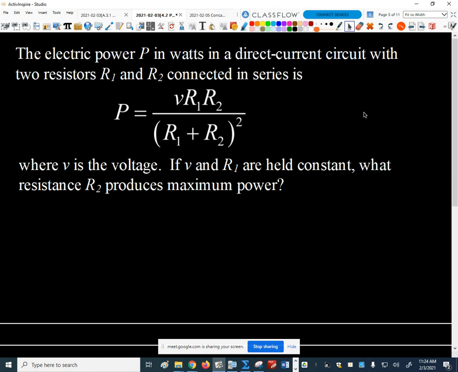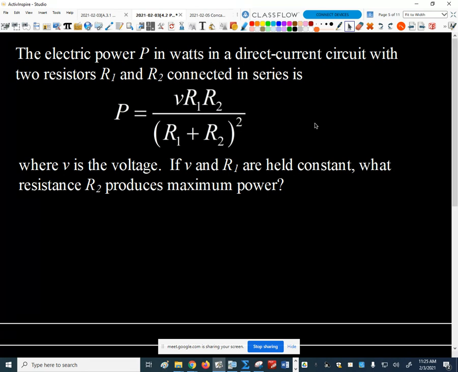So say that for some reason in this application, we have the ability to vary the resistance on R2, and we're going to try to pick a resistor that's going to maximize the power output of whatever this is. Who knows what this is, right? Some kind of a component that we're wiring up. What are we going to do here?